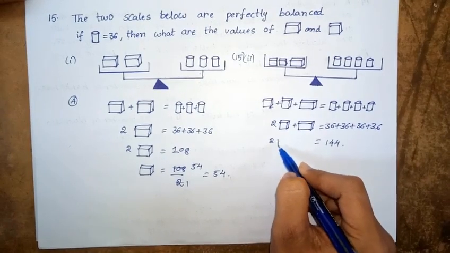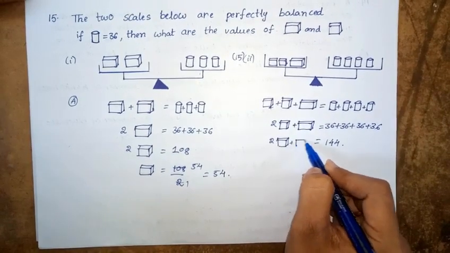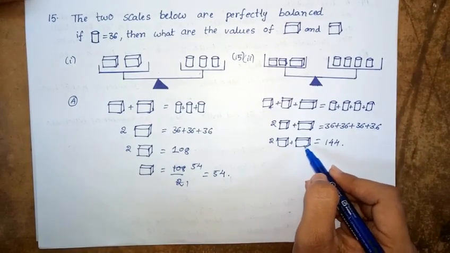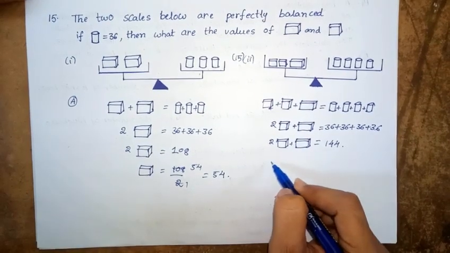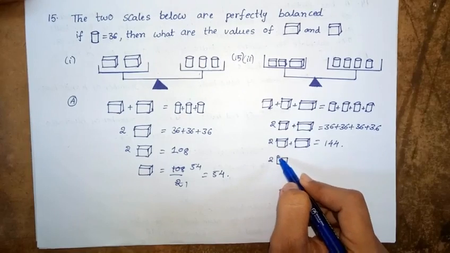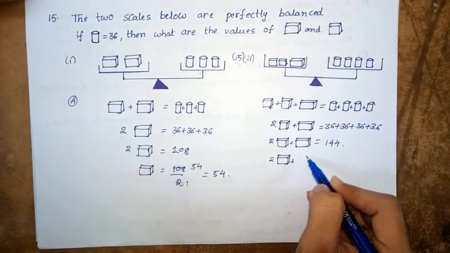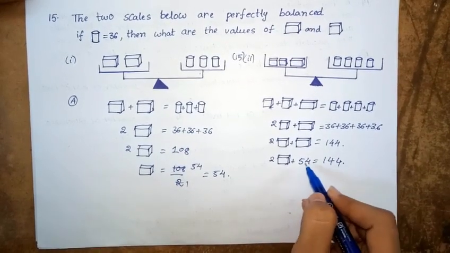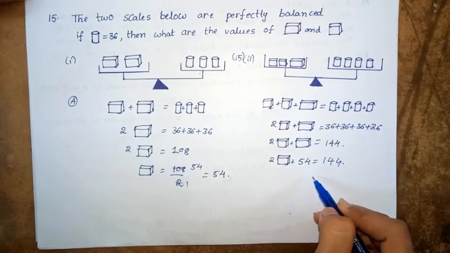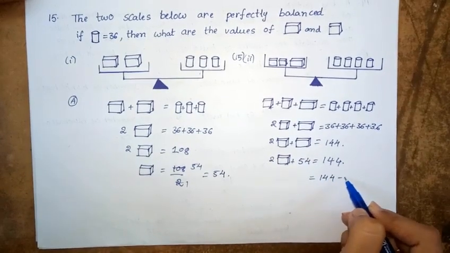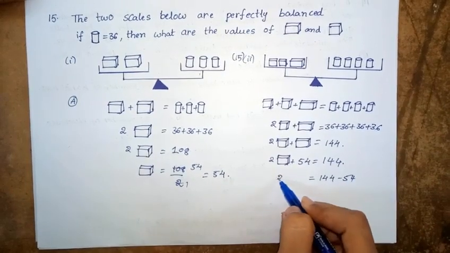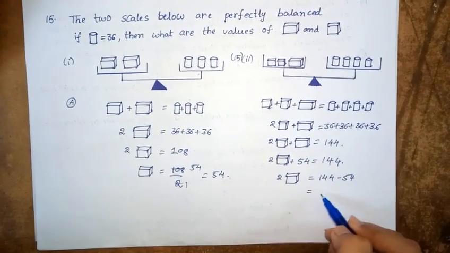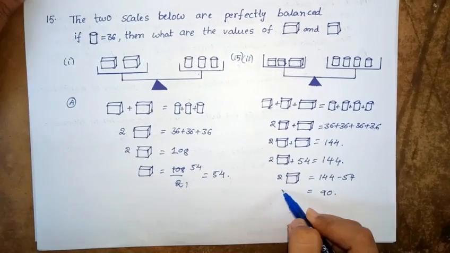So two square shapes and one rectangle. We already found the rectangle value is equal to 54. Substitute here: 2 into square shape plus rectangle value 54 is equal to 144. So 54 moves to the right side as minus 54. So 2 into square shape is equal to 144 minus 54. Simplify this: 144 minus 54 becomes 90. So 2 into square is 90.